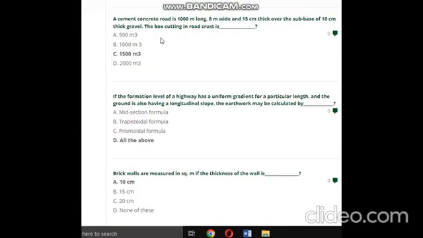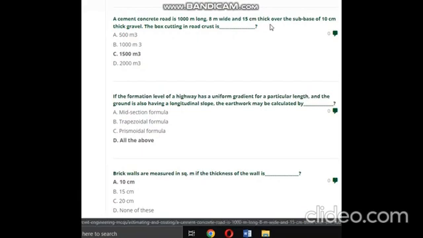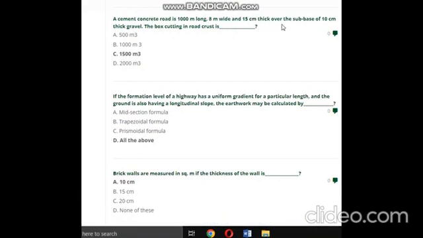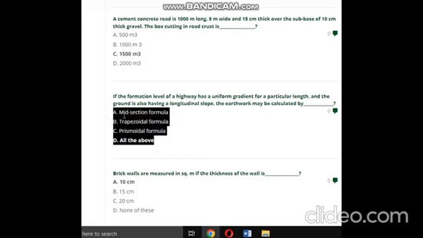A cement concrete road is 1000 meter long, 8 meter wide and 15 centimeter thick over a sub base of 10 centimeter thick gravel. The box cutting in road crust is 1500 cubic meter. If the formation level of a highway has a uniform gradient for a particular length and the ground also has a longitudinal slope, the earthwork may be calculated by all of the above: trapezoidal formula, prismoidal and mid-section formula.